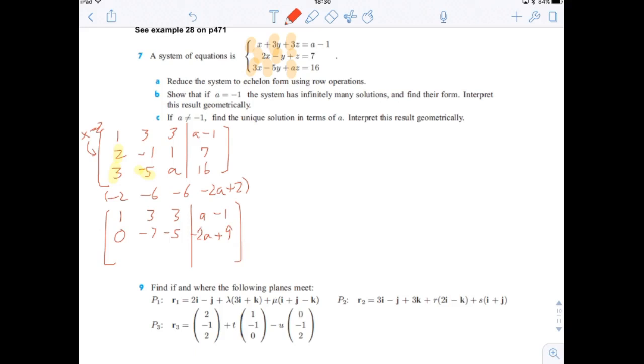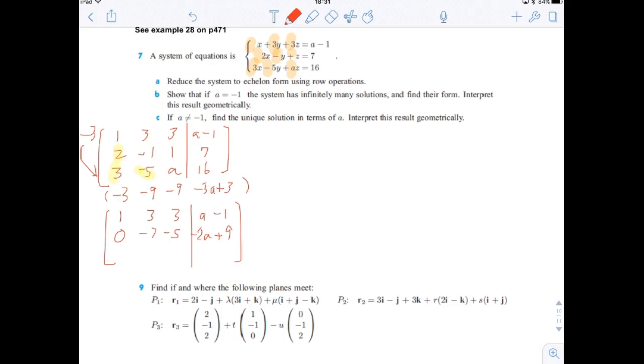Okay. Now the last row, we could eliminate the first element of the last row by taking the first row and multiplying times -3 and then adding it to the last row. So let's see what that looks like when we take the first row and we multiply by -3. It'll be -3, -9, -9, and -3a plus 3. Okay, now let's add that to the third row. So the third row is 3, -5, a, and 16.